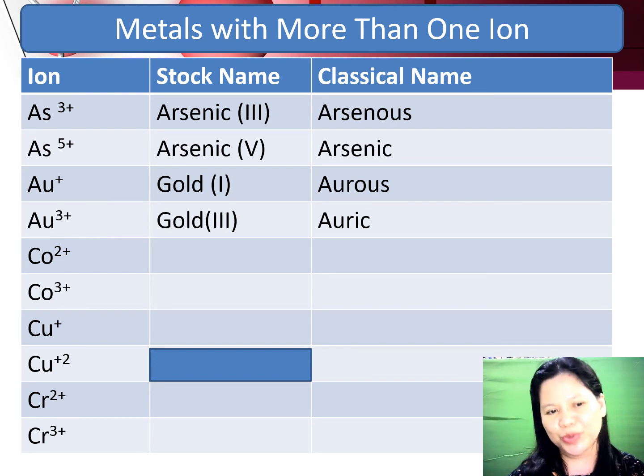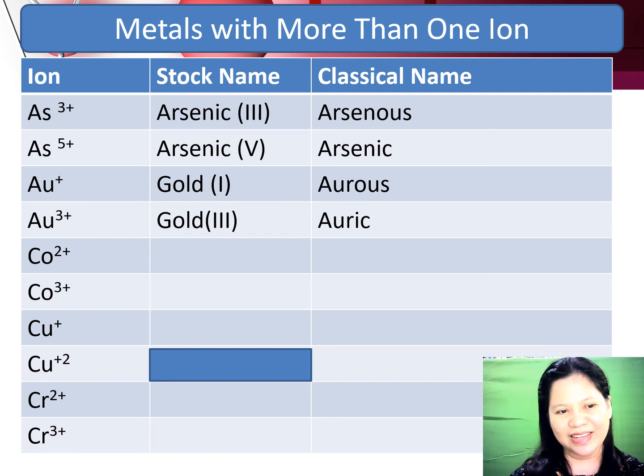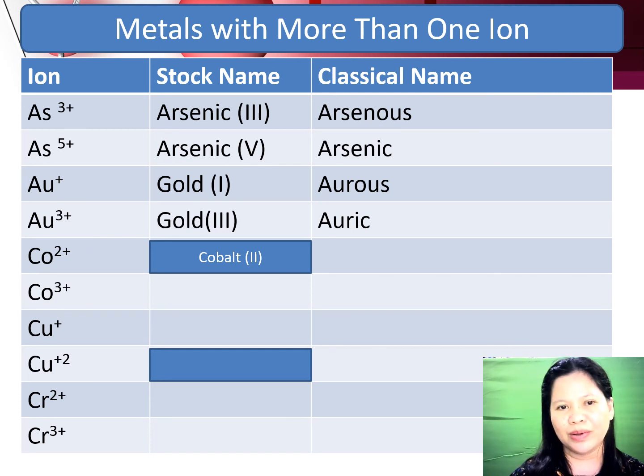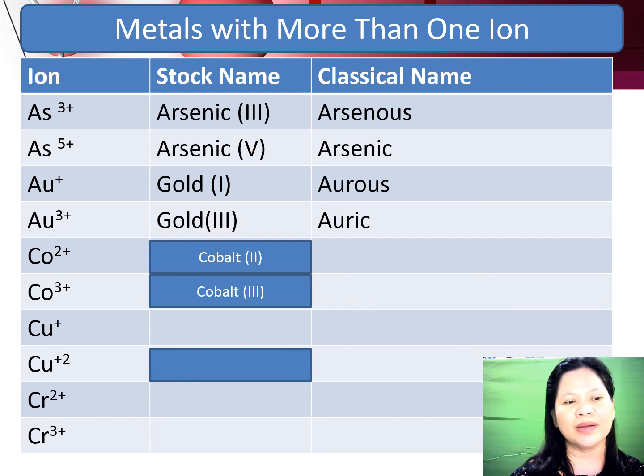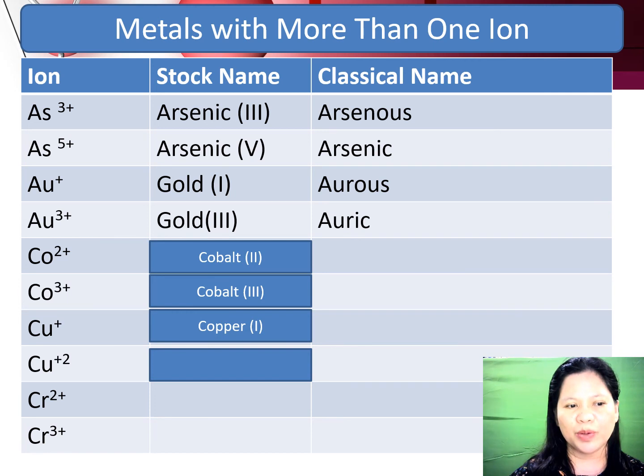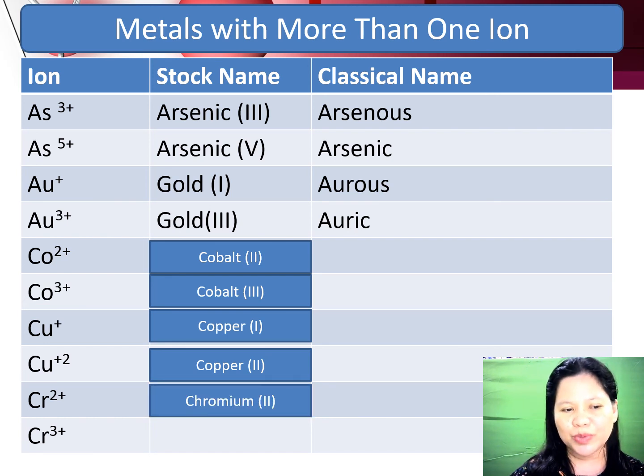Now what about cobalt 2? Can you try? Okay, let's try. Cobalt 2 is cobalt 2. So what would be the classical name? Sige, we'll start first with cobalt 2. Then you have cobalt 3. You have Cu, that is copper. Copper 1. You have copper 2. Cr is chromium. Chromium 2 and chromium 3.